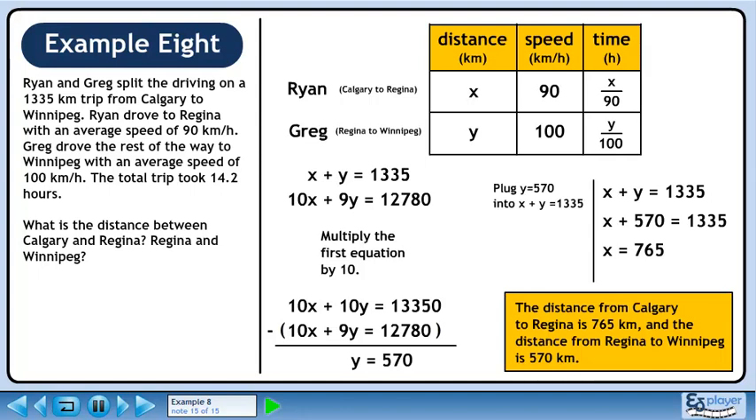We can now answer the question. The distance from Calgary to Regina is 765 kilometers, and the distance from Regina to Winnipeg is 570 kilometers.